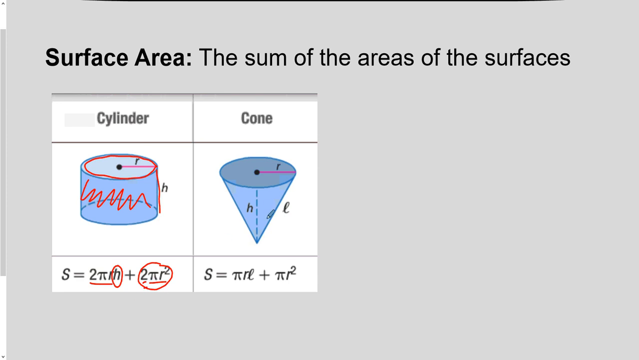For a cone, it's similar to a pyramid. We have pi r times the slant height. So here's where we're going to see height and slant height. L is the height of the cone as if you measure along the edge of the cone. And then the pi r squared is the area of the base. So surface area of a cone is pi r times the slant height plus pi r squared.